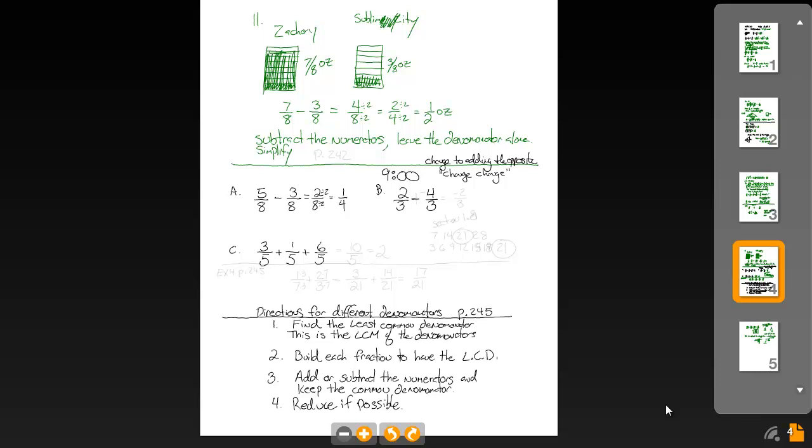So the book, let's just read it. It's on page 242. I like the way Rachel said it, but it says to add or subtract fractions that have the same denominator, add or subtract their numerators, write the sum over the common denominator. They're essentially saying the same thing that Rachel said. Add or subtract the numerators, keep the denominators the same, called the common denominators. What if they're different? That comes after the break.